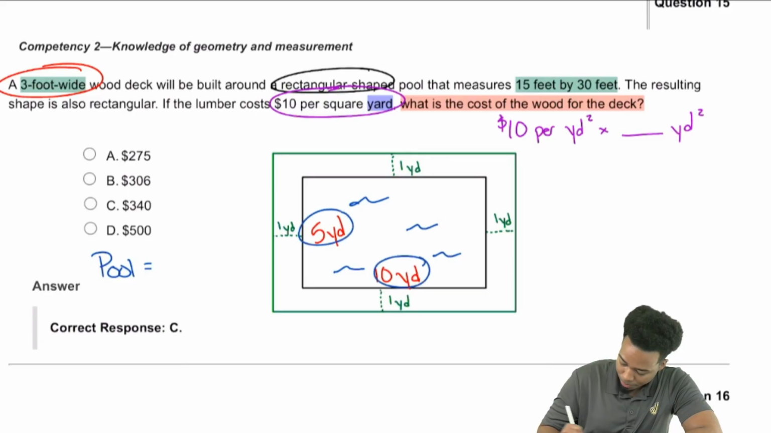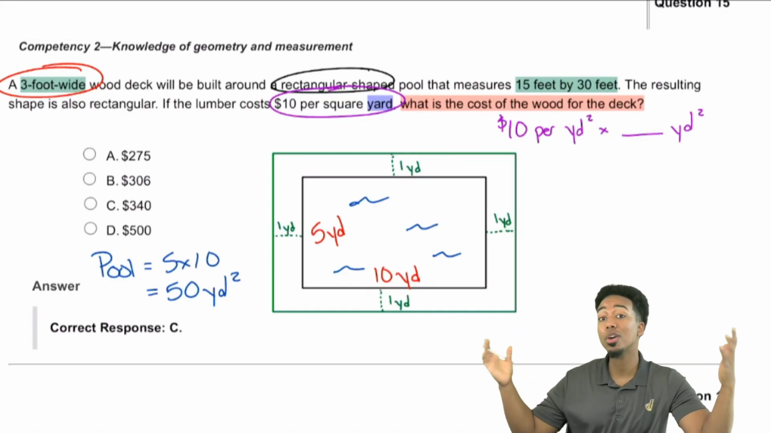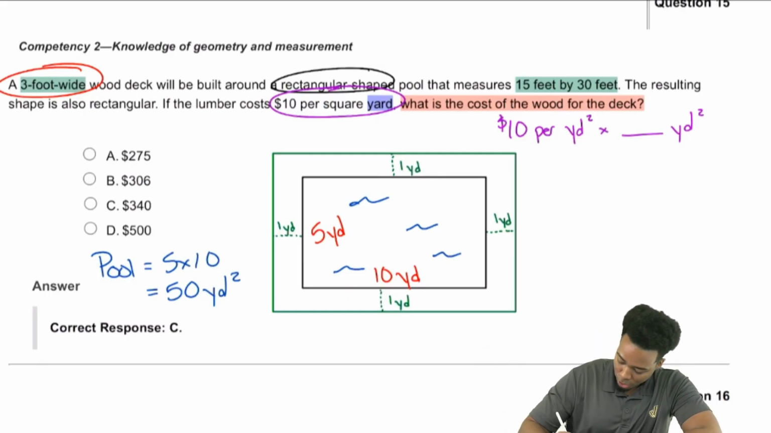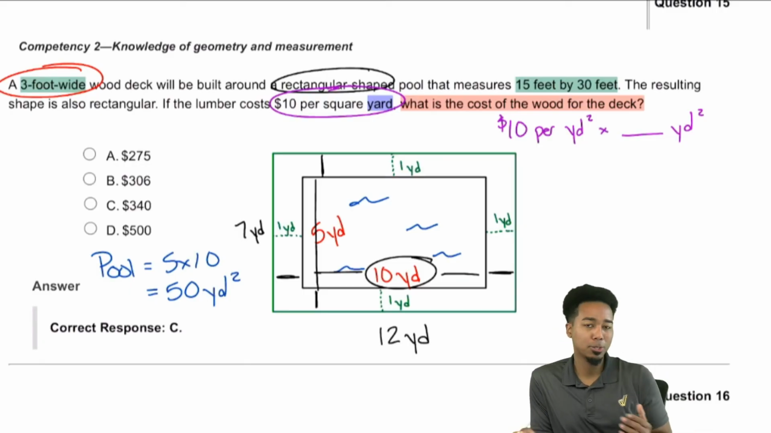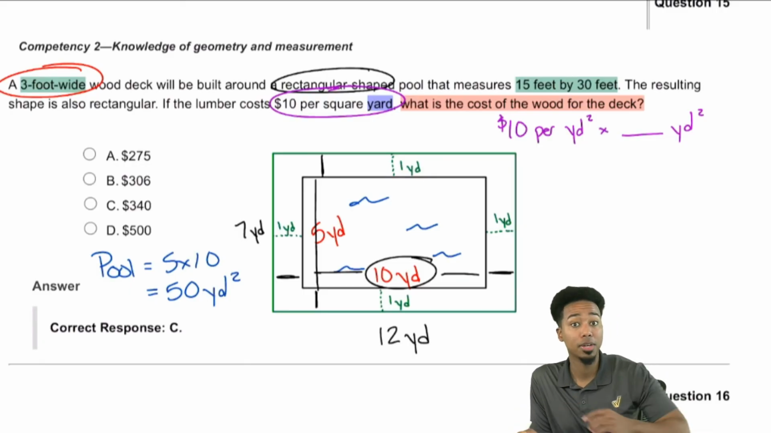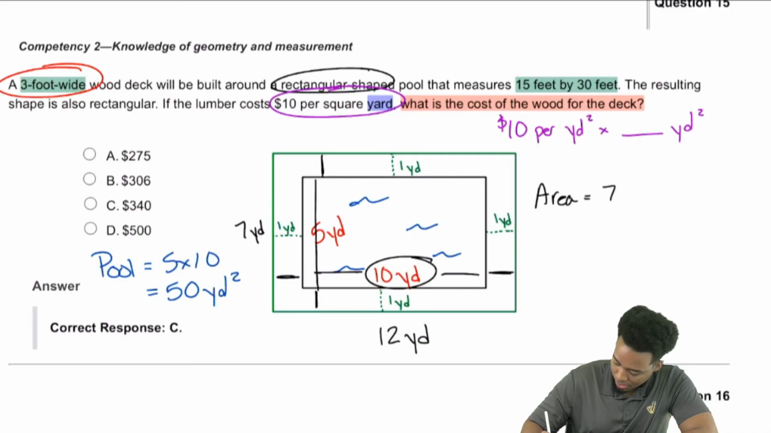So let's find the area of the pool itself. That's going to be 5 times 10, that's 50 square yards. Now, if we look at the entire pool area with the wood itself, what do we have? If this was 5, we have 1 yard there, so that's 6, and that's 7. So this is 7 yards. And then over here we have 10, but then we have 11 and 12. A little neat trick, right? It's not really a trick, it's just understanding how this is set up in terms of the diagram. So the entirety is 7 times 12, which is going to end up being 84 square yards.